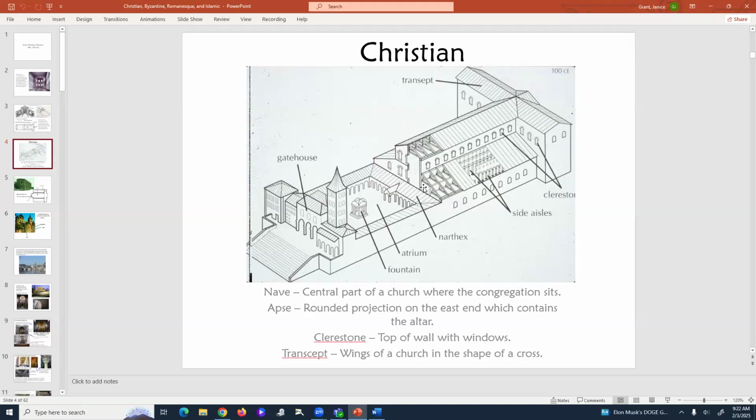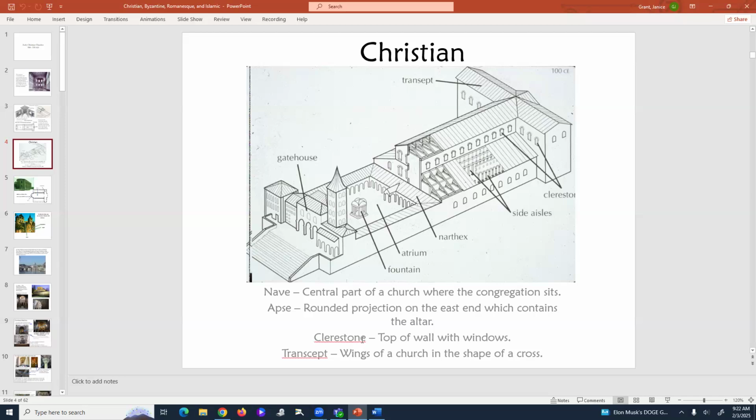And so you can see this little courtyard and little gatehouse, but the nave is the central part of the church where the congregation sits. The apse is that rounded projection on the east end, which contains the altar. And we see altars from way back, don't we? Remember when we talked about Stonehenge? We had an altar, this horseshoe shape and a focus on it with the sun coming around.